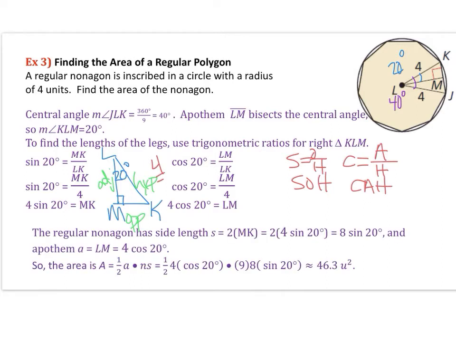Alright, so we know our lengths. So our side is going to be double the length of MK. So we double this, resulting in 8 times sine 20 degrees. And then our apothem is 4 times the cosine of 20. So substitute both of these into our formula. Type all that into your calculator. 9 is the number of sides. And then your perimeter, one side, is 8 times sine 20 degrees. Type it in, you get 46.3 units squared.